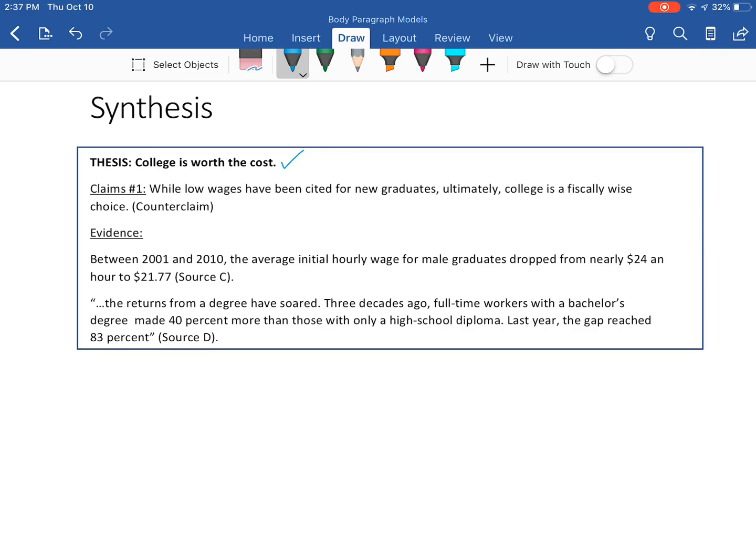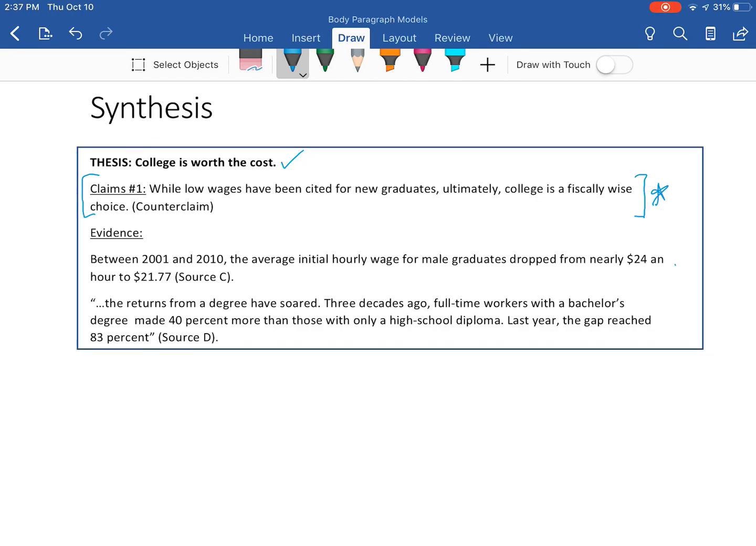In writing a claim sentence, when I did my kind of outline in the last video, I talked that I was going to talk about the financial advantages of going to college. So I looked at the sources, and when it came to money, I noticed there were a couple sources that were not agreeing with one another. So I decided to use that idea of a counter argument. So my claim sentence is then a counterclaim. It says, while low wages have been cited for new graduates, ultimately, college is a fiscally wise choice. So that will be my topic sentence for this body paragraph.